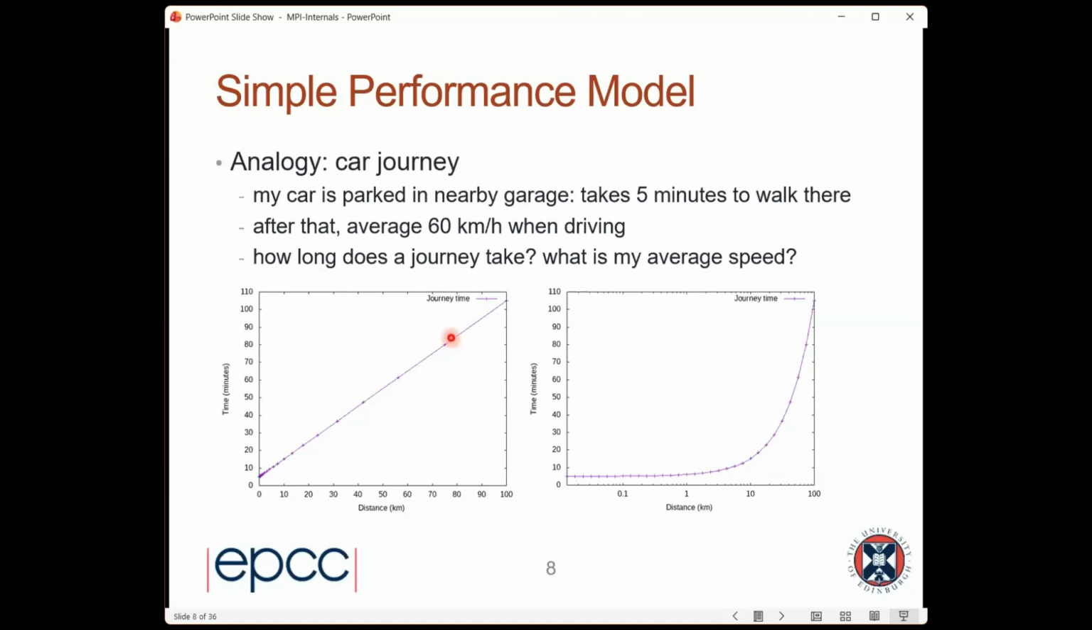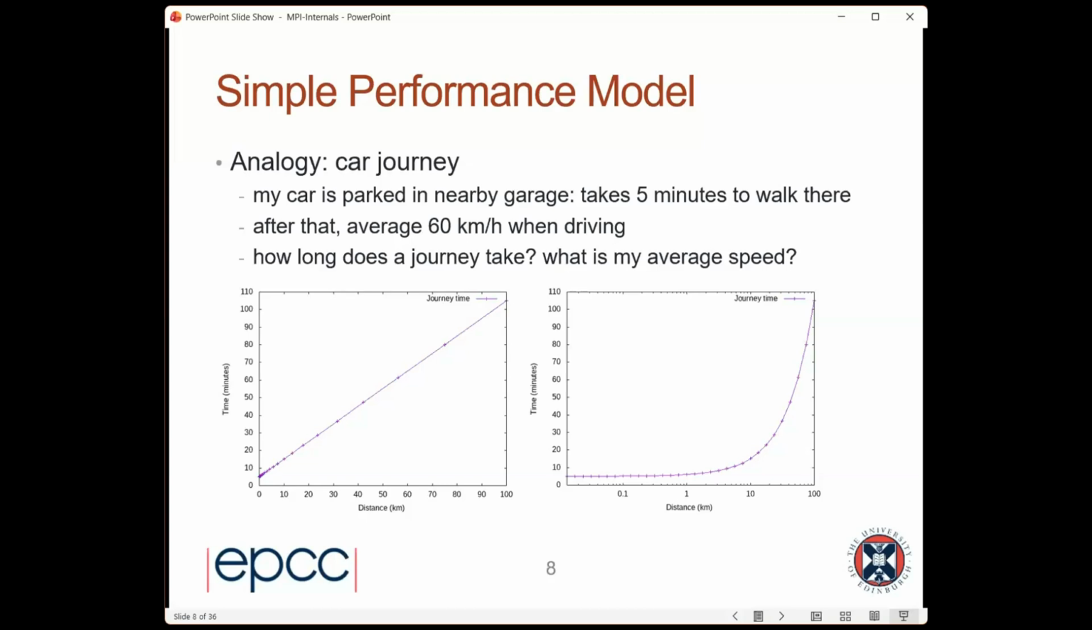So the analogy is, I have a car journey. My car is parked in a nearby garage, so it takes 5 minutes to walk there. Doesn't matter where I travel to by car, it always takes me at least 5 minutes. And that will turn out to be equivalent to the latency in message passing. After that, let's say I average 60 kilometers an hour, which is just under 40 miles an hour when driving. And that speed of my car will translate into the bandwidth of my network. Here I'm using an analogy which is easier to get your head around. And the question is, how long does my journey take?